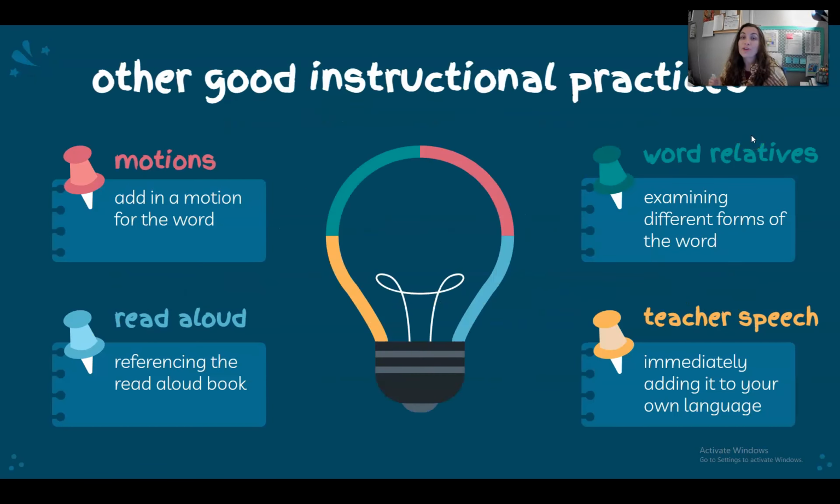Of course, there are other good instructional practices that we want to incorporate into our vocabulary protocol. The first one being motion. This one is a huge one, and just because you teach the older kids doesn't mean they don't get to do motions. I know sometimes they grumble and groan, but deep down inside they like the motions.